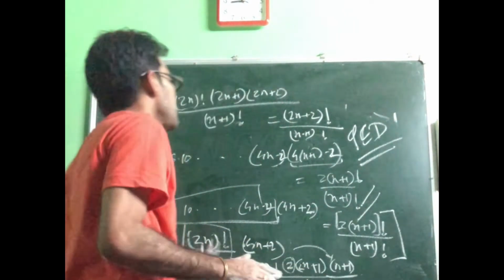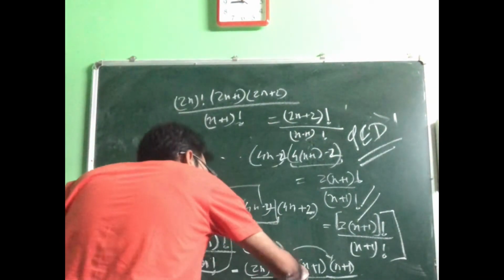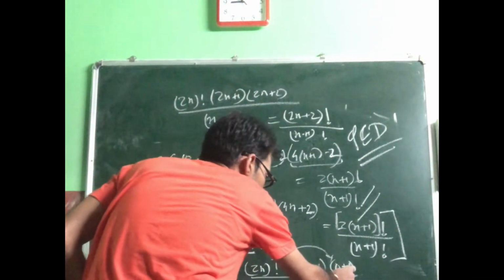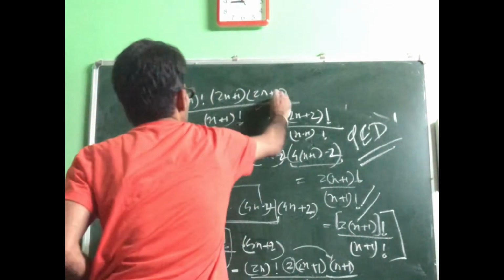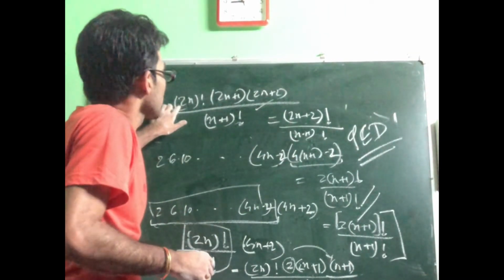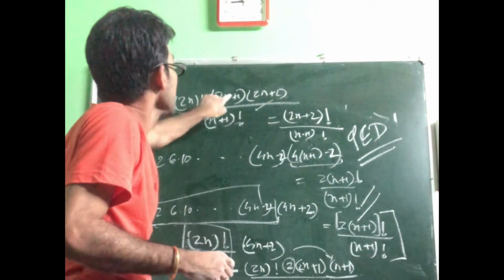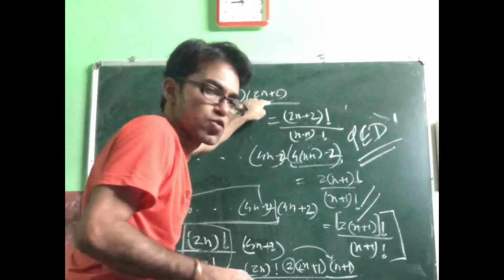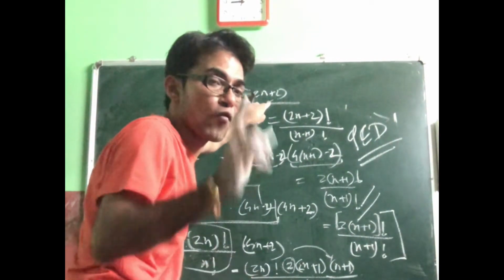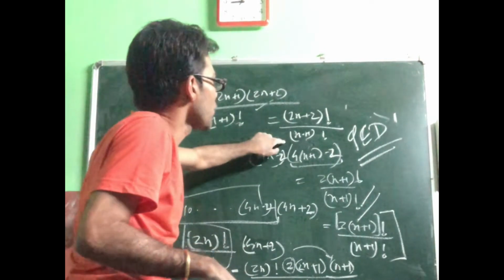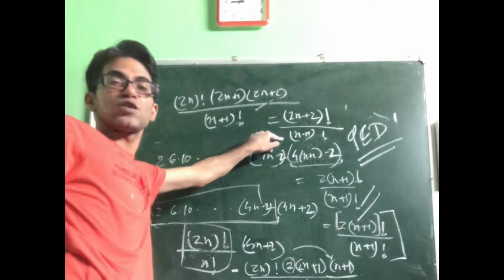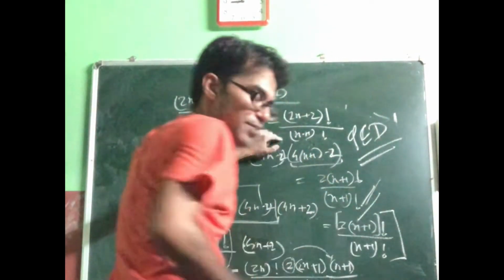And the moment I multiplied it, what I found is I got a 2 here with the n plus 1 being multiplied together becomes 2n plus 2. And I saw that it's 2n, 2n plus 1 and 2n plus 2. So basically it's 2n plus 2 factorial. So 2n plus 2 factorial divided by n plus 1 factorial, and that's what I was required to find.